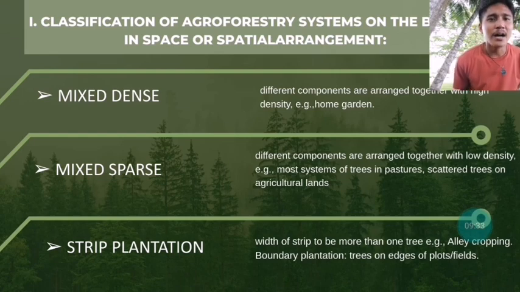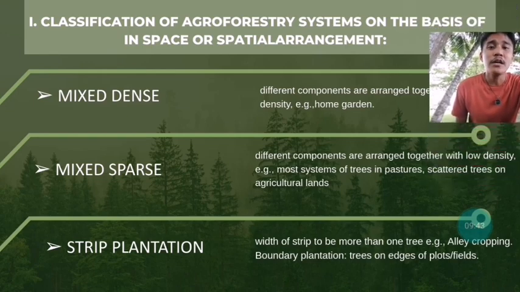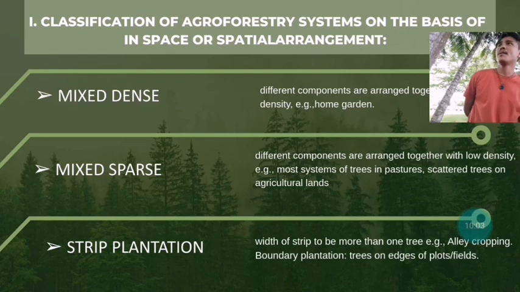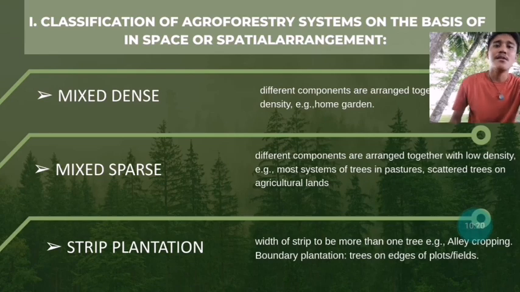So what is mixed dense? Different components are together with high density. An example is the home garden. The mixed sparse is where different components are arranged together with low density, like trees in pastures, or scattered trees on agricultural land. The strip plantation has a width of strip of more than one tree. Examples are alley cropping, boundary plantation, and trees on the edge of large fields. So that is the spatial arrangement classification of agroforestry systems: the mixed dense, mixed sparse, and strip plantation.